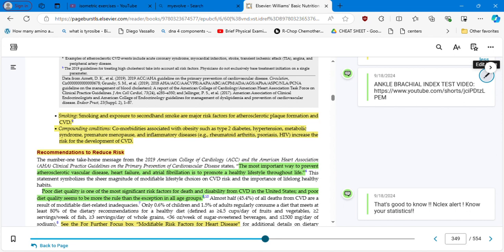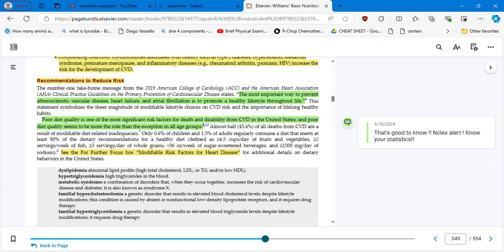Compounding conditions, comorbidities associated with obesity, such as type 2 diabetes, hypertension, even premenopause, because of the imbalance in the body. On top of that, a patient that is already having diabetes or hypertension is going to be suffering a lot. Okay.